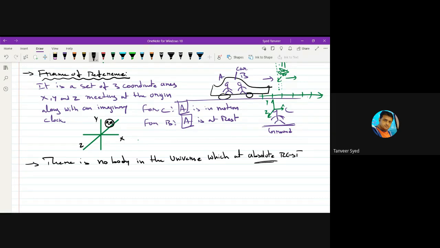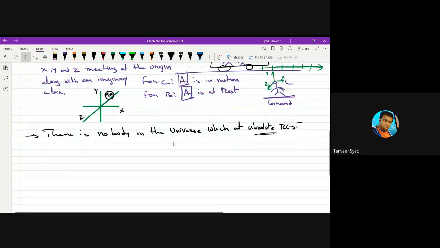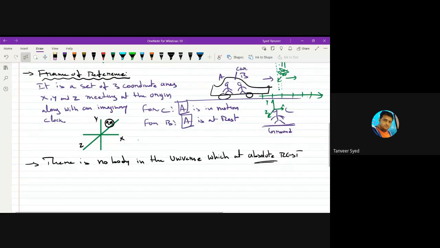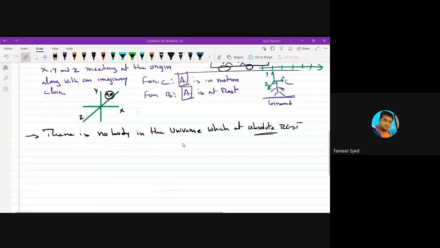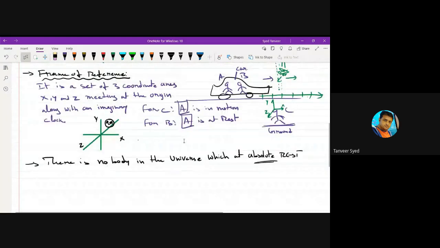So technically speaking, that you are at rest is also wrong. The table is at rest is also wrong. You and the table and your house are moving with the speed of Earth's rotation, which is roughly, I think, 500 kilometers per hour, approximately. You'll calculate that value when you come to that particular chapter, circular motion. So there is nothing which is at absolute rest. Everything in the universe is in motion. That's why the study of motion is so important.